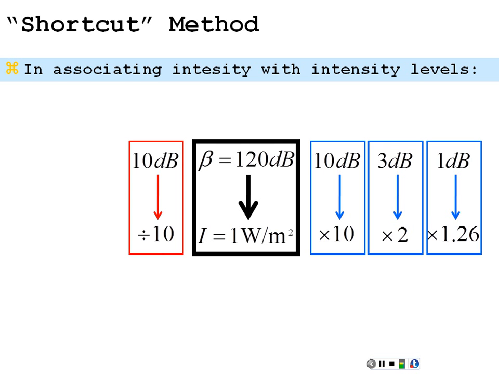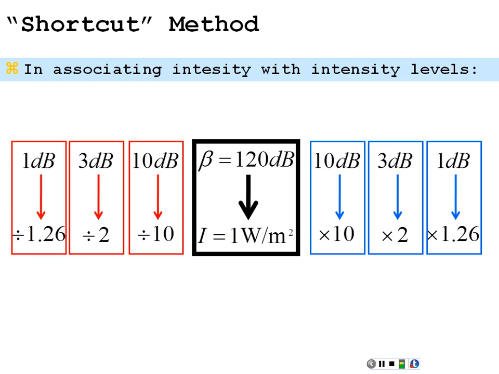I can even go down. So for every 10 decibels I go down from 120, that's going to be dividing my intensity by 10. For every 3 decibels I go down, that'll be dividing my intensity by 2. And for every single decibel I go down, that's dividing by 1.26. So we can recreate an intensity that goes with an intensity level. Kind of a shortcut method if you don't want to deal with calculators and you're out in the field, say you're working on radar systems, and you can make a calculation real quick in your head using this so-called shortcut method.